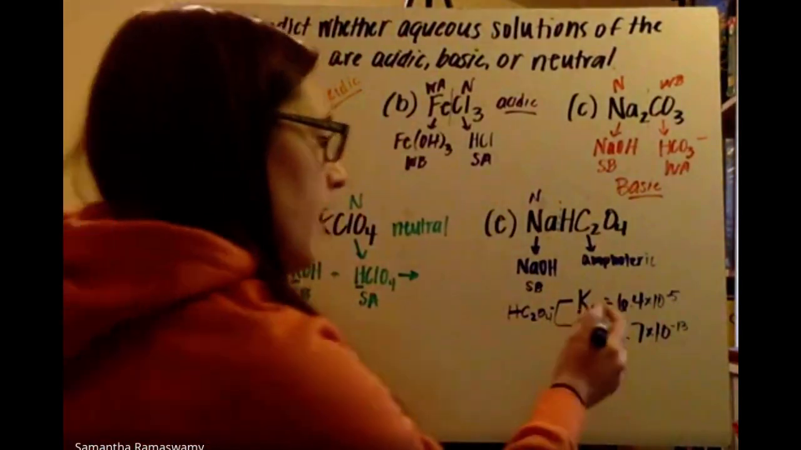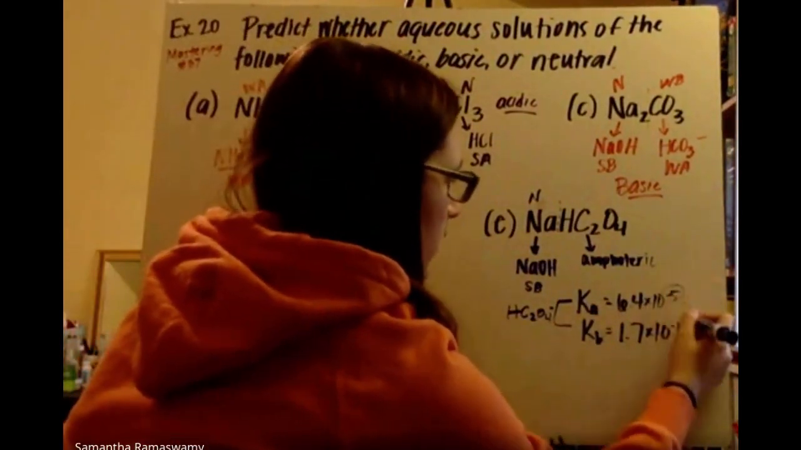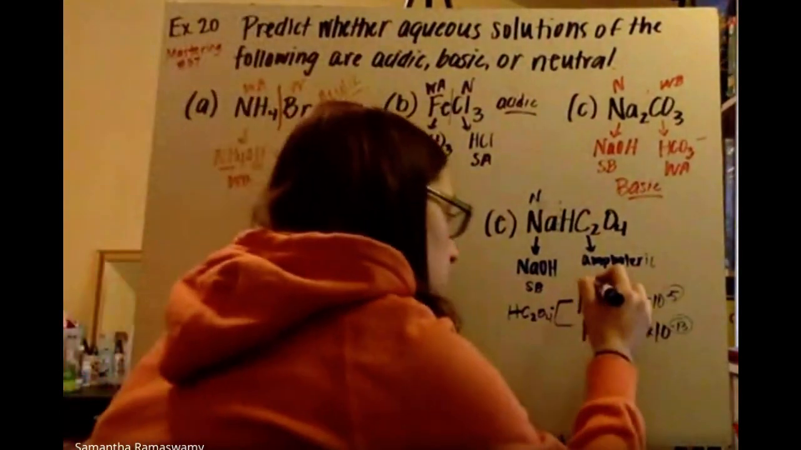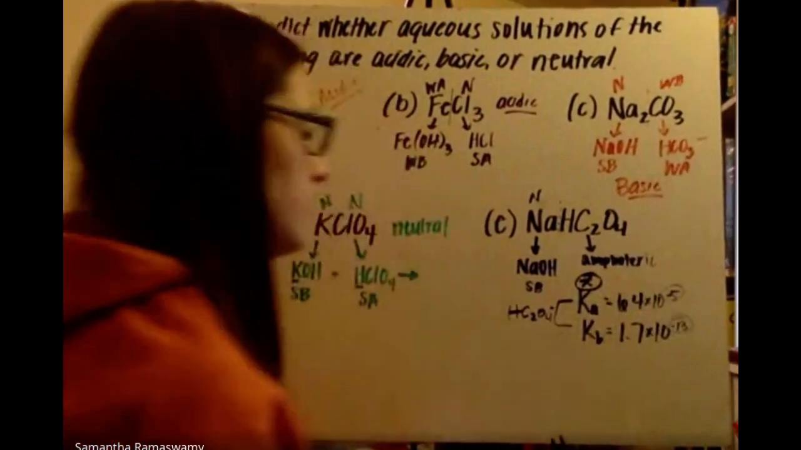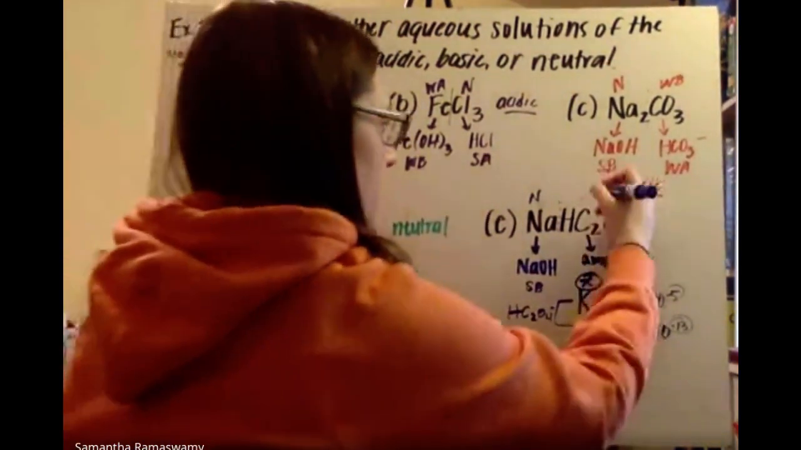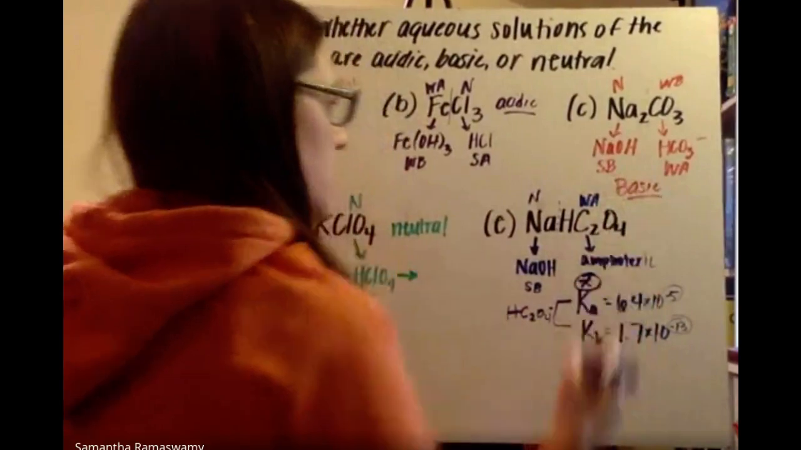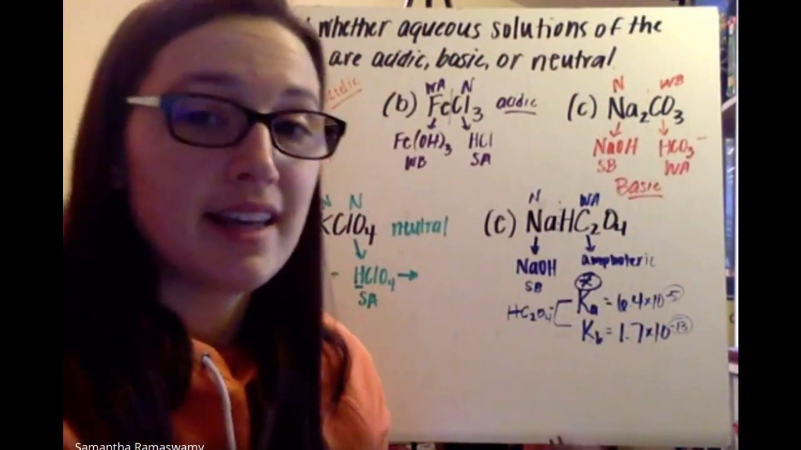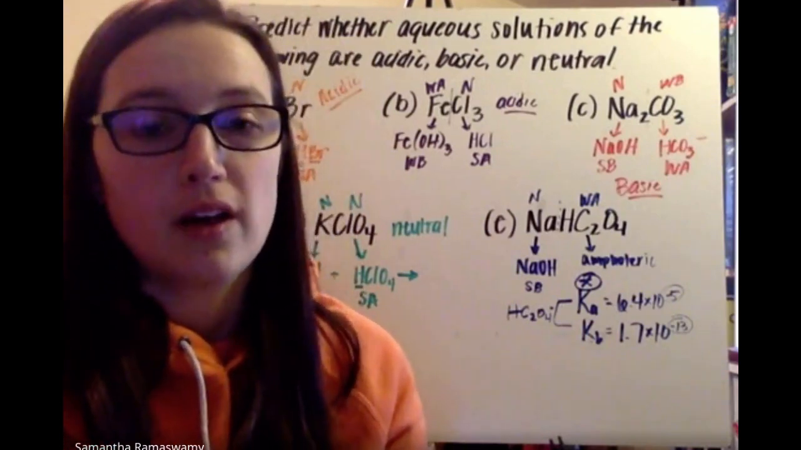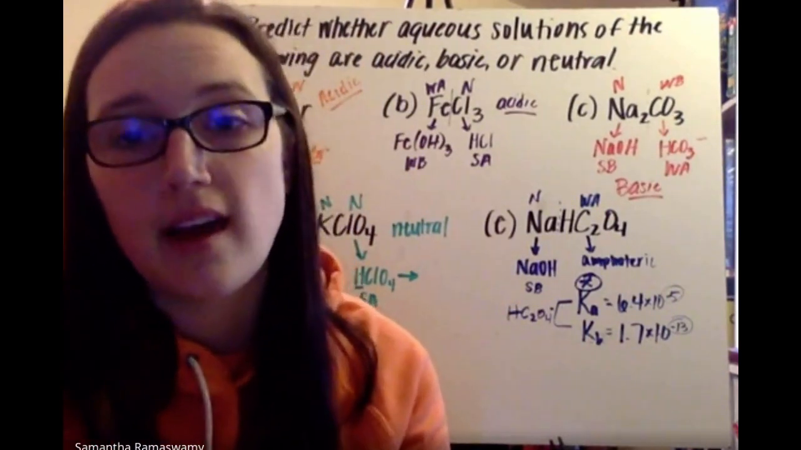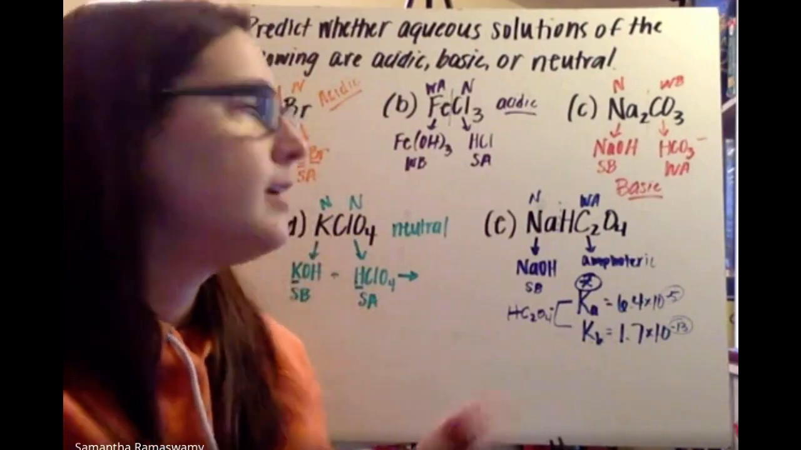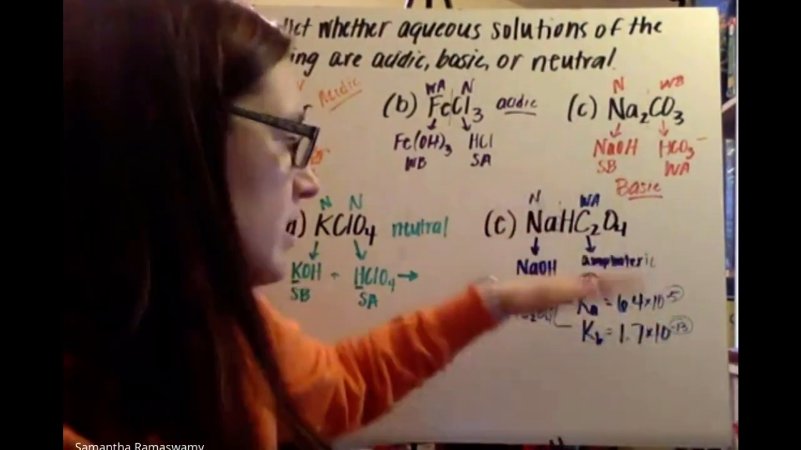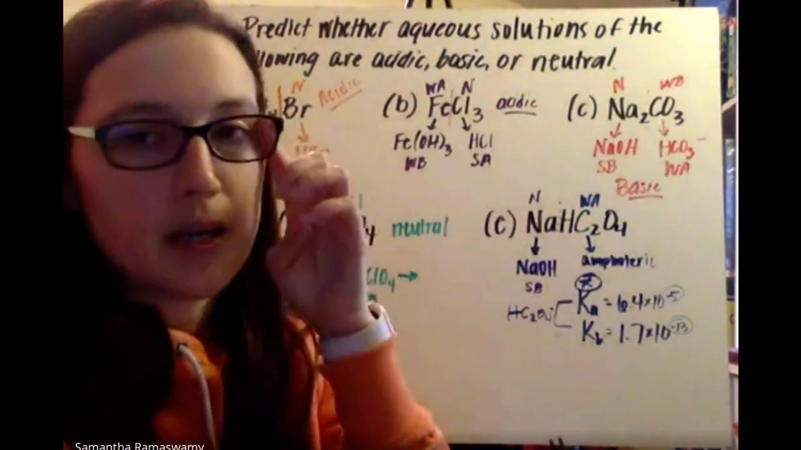So if we take a look, Ka is times 10 to the negative fifth. Kb is times 10 to the negative 13th. Ka is a greater value, which means that this will act as a weak acid. So since the Ka value of the hydrogen oxalate ion is greater than the Kb value of the hydrogen oxalate ion, hydrogen oxalate will act as a weak acid. You only have to do this with Ka values when the substance is amphoteric.